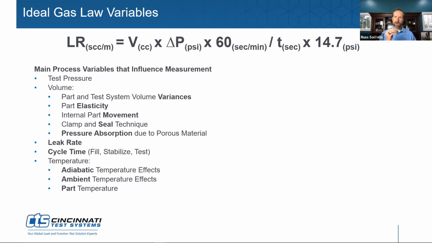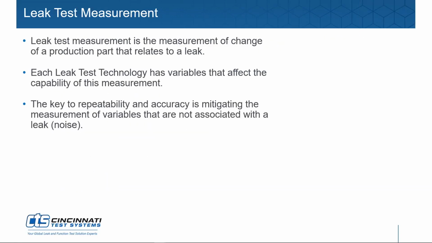So we are measuring pressure change. And when something causes the pressure to change or not be repeatable in the part, it's going to cause our gauge R&R to be poor. And that's physics. Absolutely, physics. You led right into this, Russ. Leak testing is a measurement of change, and that change is associated with a leak.